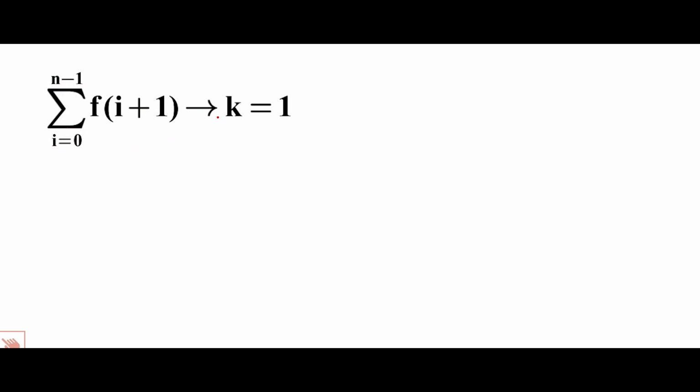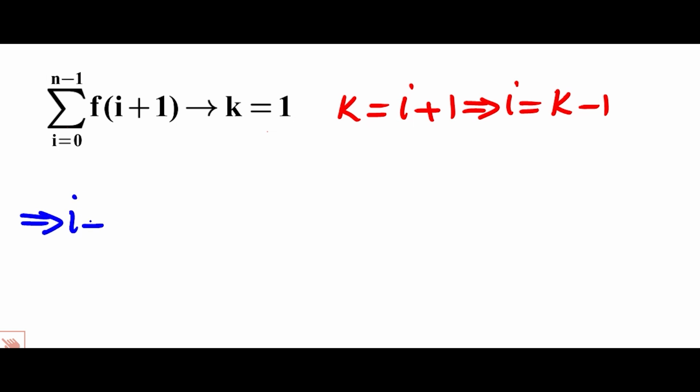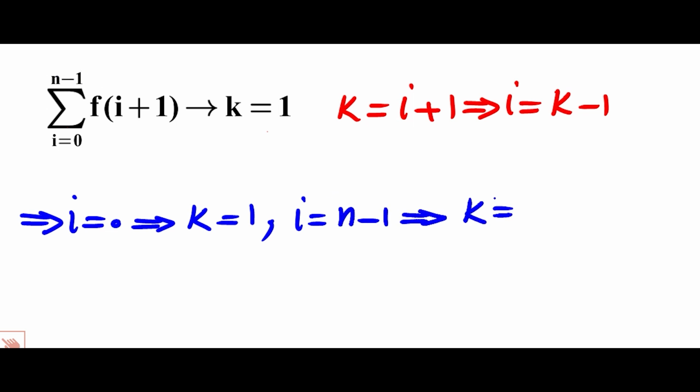Number 4. Rewrite the sum of f of (i plus 1) from i equals 0 to n minus 1 using an index that starts at k equals 1. We want the new index to start at 1. Since the expression contains i plus 1, a natural choice is k equals i plus 1, so i equals k minus 1. Now change the limits. When i equals 0, k equals 0 plus 1, which is 1. And when i equals n minus 1, k equals n minus 1 plus 1, which is n.